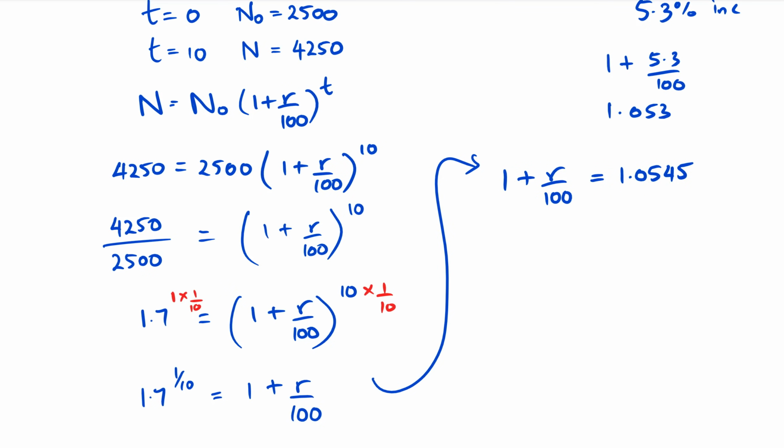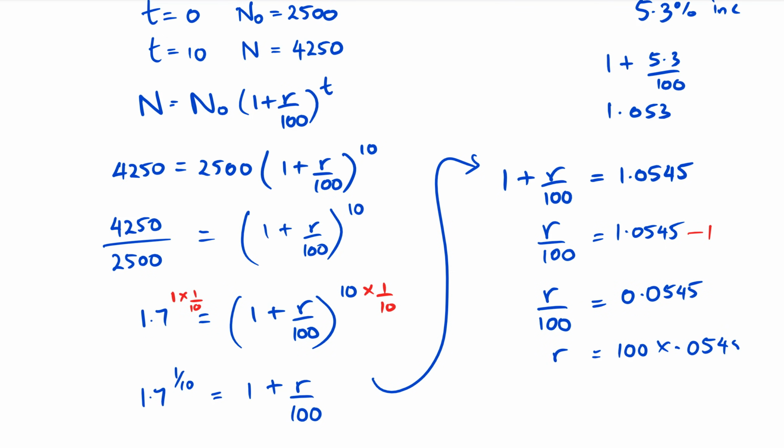So at this point, I just need to rearrange to figure out what r is. So I'm going to get 1 plus r over 100 equals 1.0545, and I've got to do minus 1, and then r over 100 is equal to 0.0545, and then r is equal to 100 times 0.0545. So r is equal to 5.45%. So we can say increasing at 5.45%.